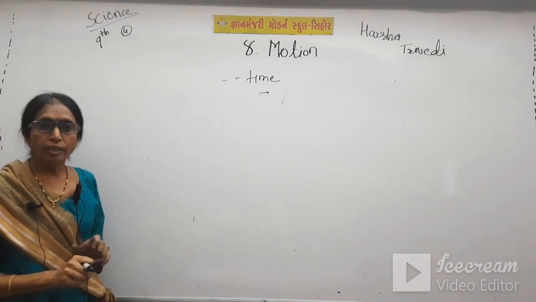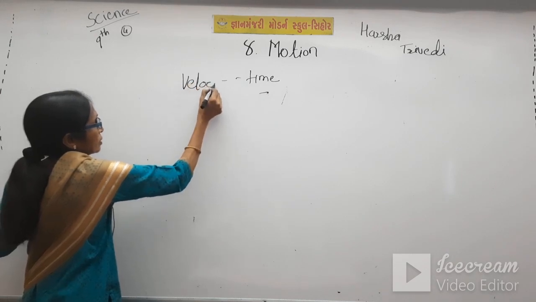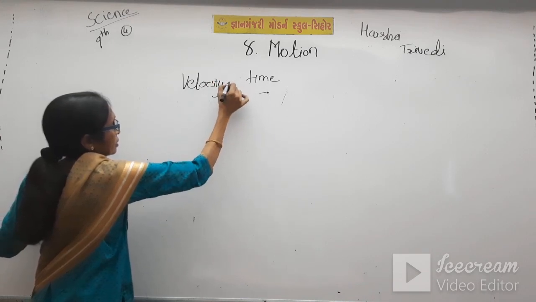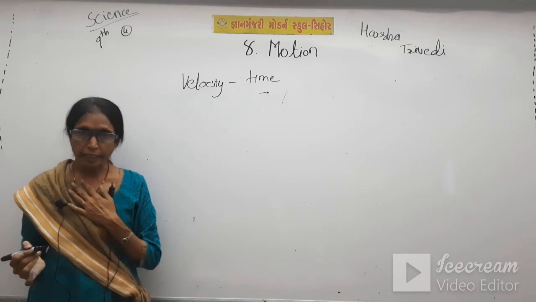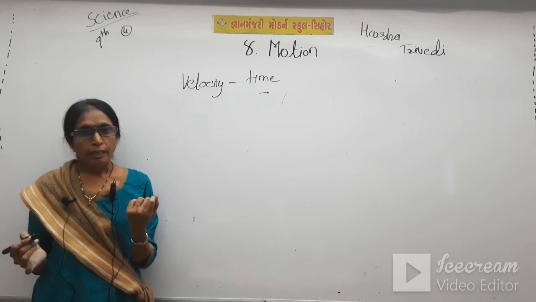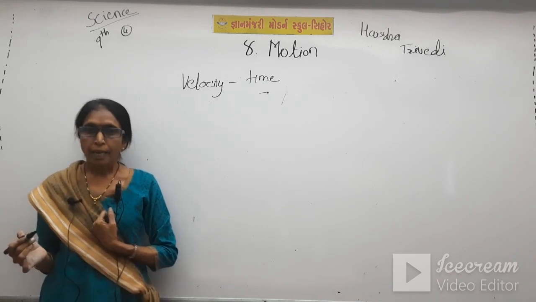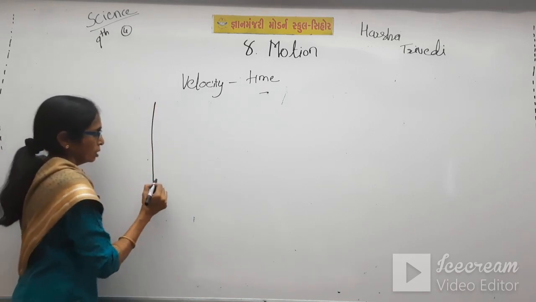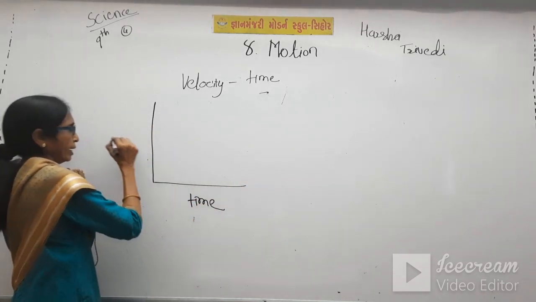Here there are 4 different cases. As you know, velocity is a vector quantity. Distance traveled by an object in a particular time, this ratio is called velocity. And now this is the graphical representation. Suppose the graph is like this, time and velocity.